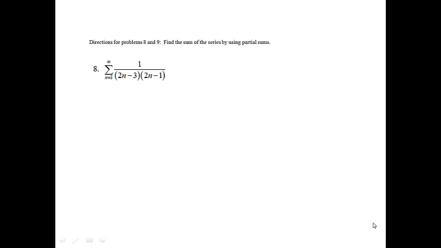All right, introduction problems 8 and 9: find the sum of the series using partial sums. So what we need to do is find the sum of each term. I'm just going to list the terms of the series first. Notice that we have to start at 3, so be careful with that. Our first term is going to be 1/15th.